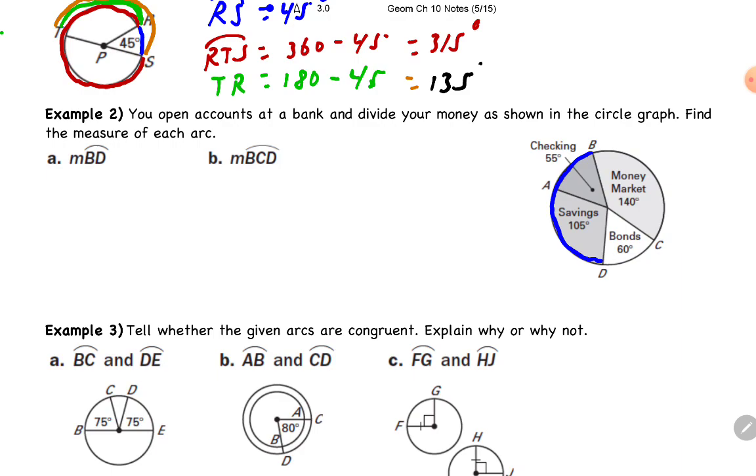Minor would be less than 180, major would be bigger than 180. So BD is 55 plus 105, checking and savings. And that would be 160.